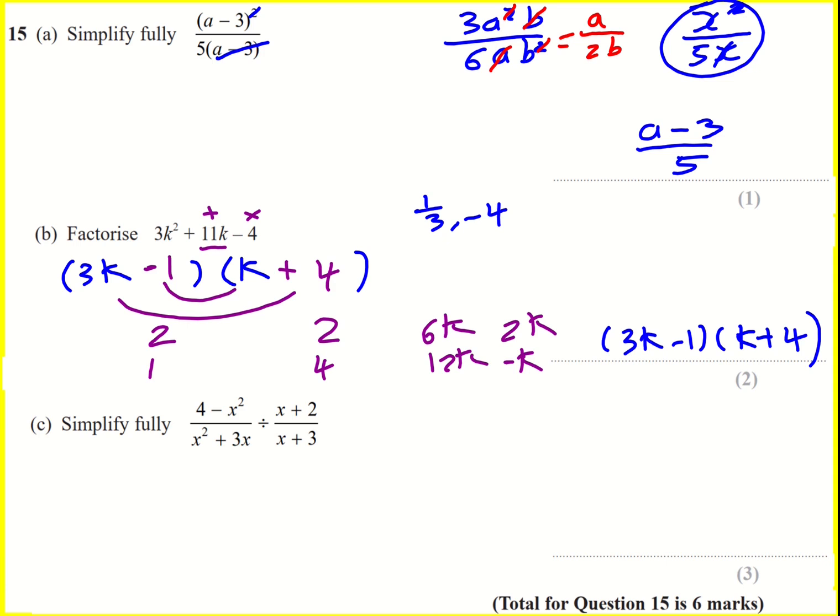Now, we weren't asked to find the roots, but that's what you would have got if you'd set this equal to 0. You would have got 1 over 3 and minus 4. So how do we get back to the quadratic? Well, to go from the brackets to the roots, we take minuses. So we take minuses again to get back to the brackets.